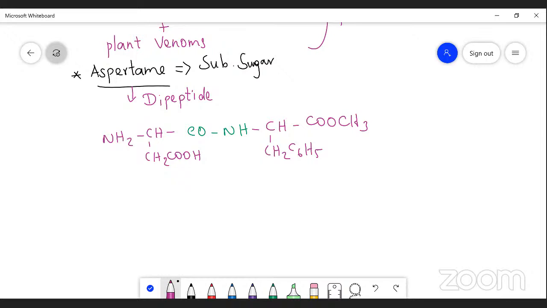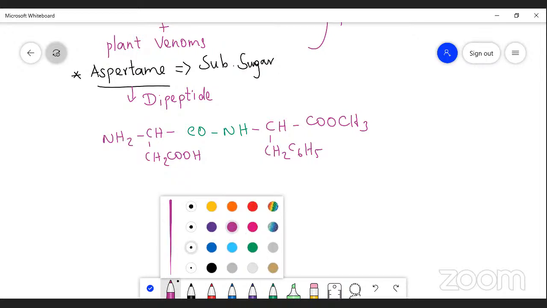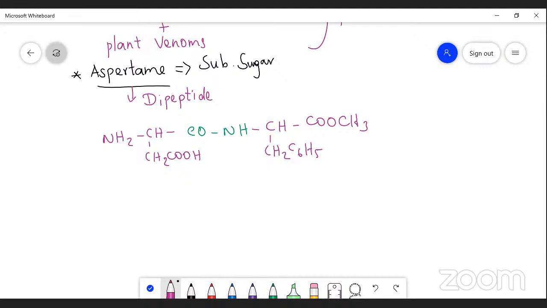It has a taste 100 times sweeter than that of sucrose. So this aspartame is 100 times sweeter than sucrose. Right? Now we are taking the structure of protein.